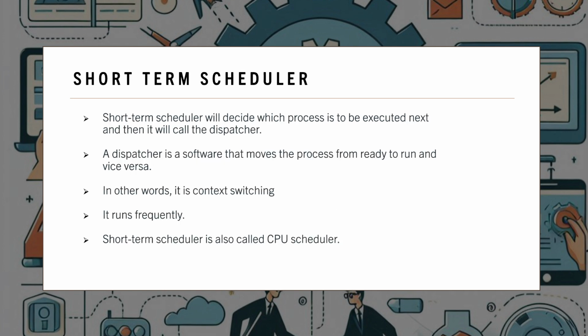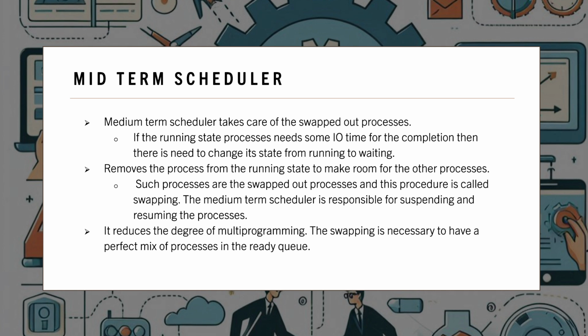The next is the short-term scheduler. The short-term scheduler will decide which process is to be executed next and then it will call the dispatcher. Now what is a dispatcher? A dispatcher is software that moves the process from ready to run and vice versa. In other words, it is context switching. It runs frequently. And this short-term scheduler is also known as the CPU scheduler.